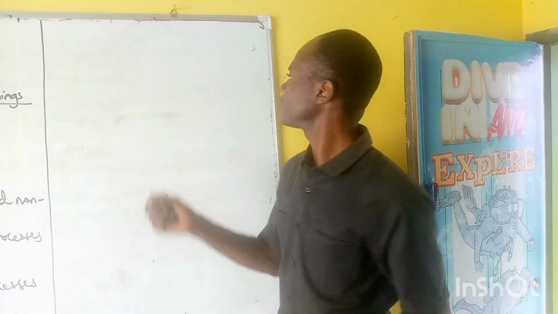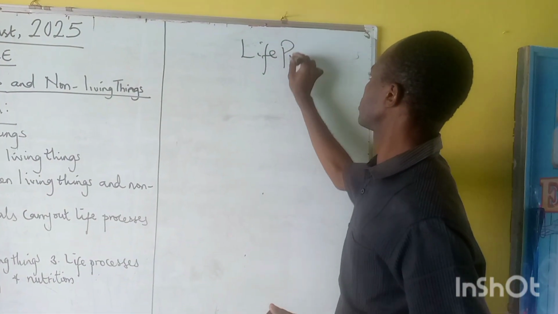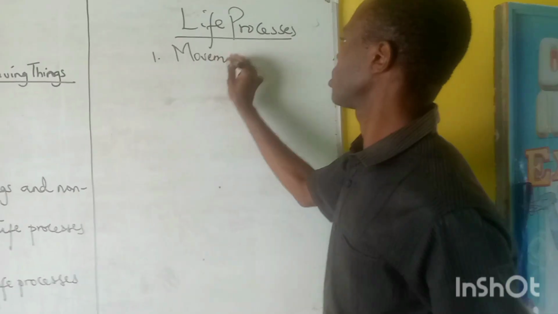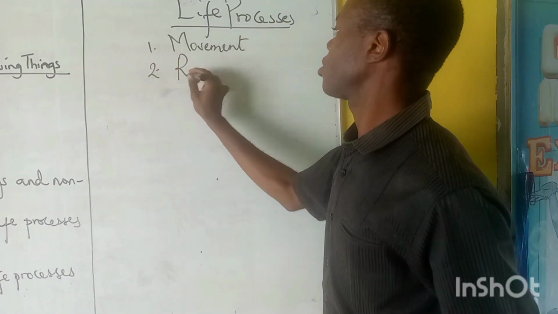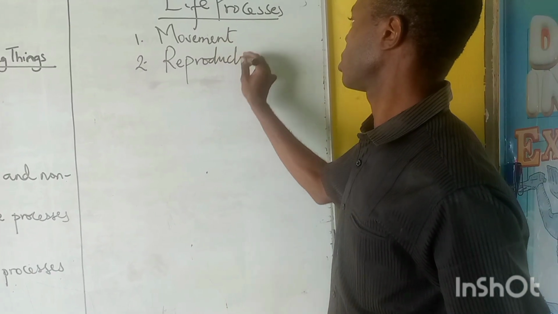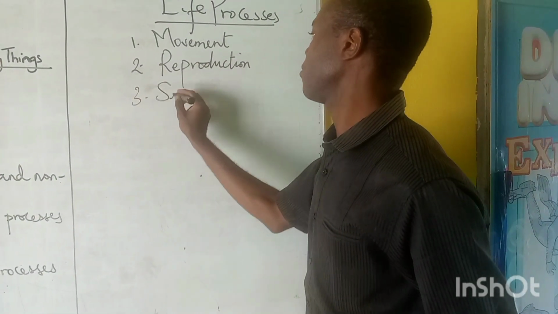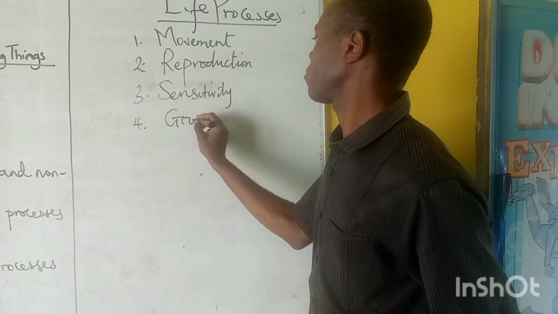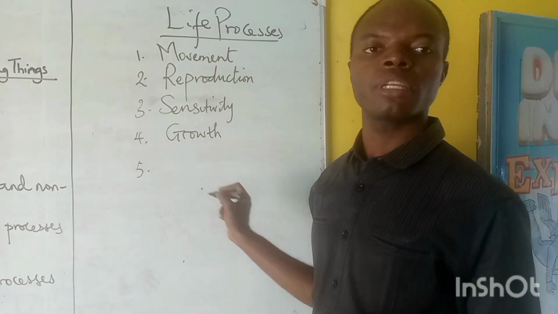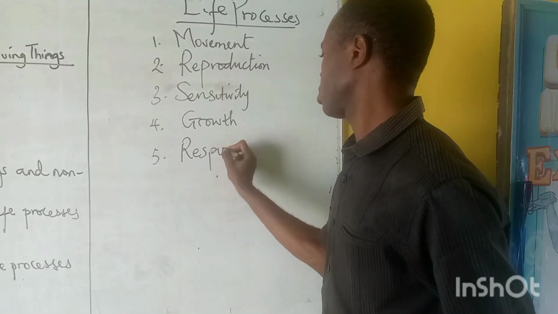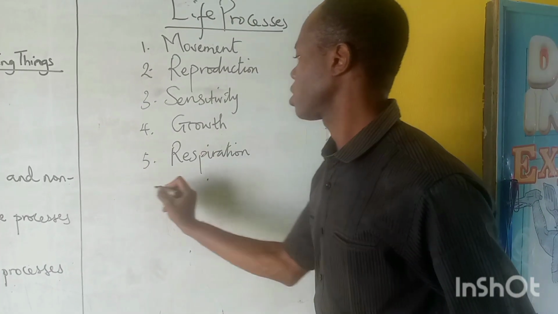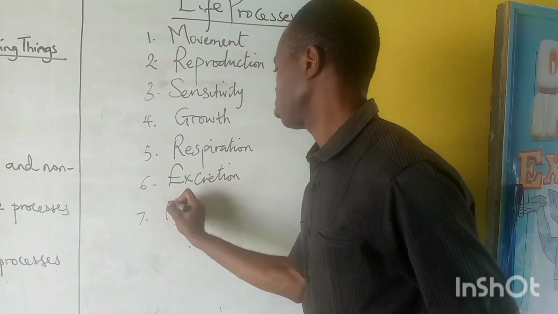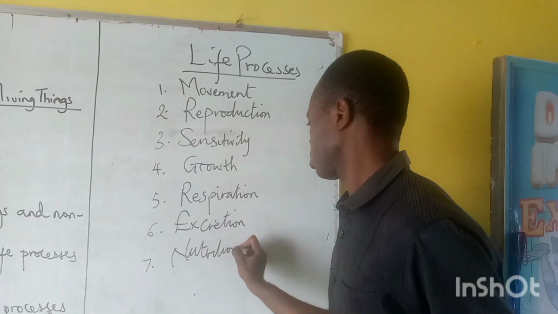The life processes are: one, movement; two, reproduction; three, sensitivity; four, growth; five, the second R, respiration; six, excretion; seven, nutrition or feeding.